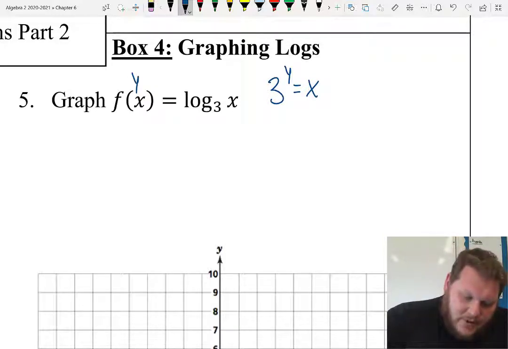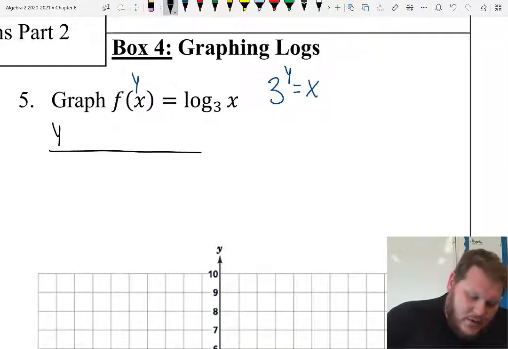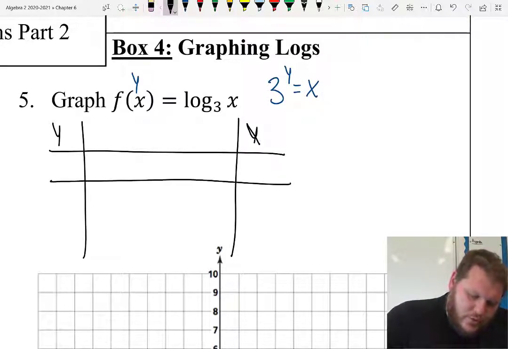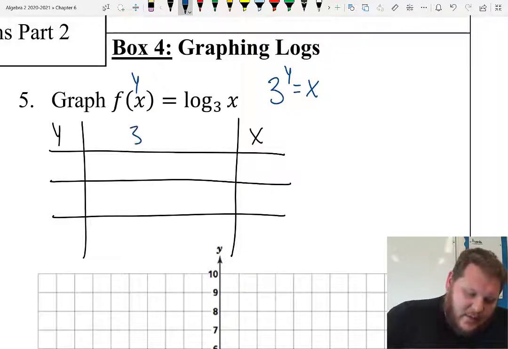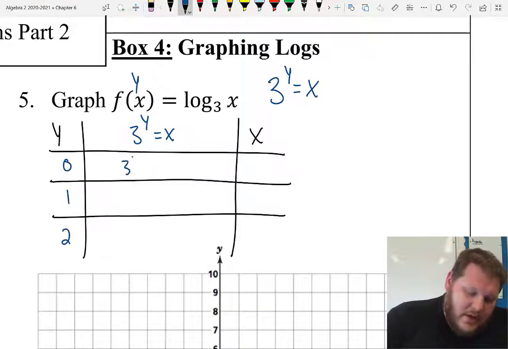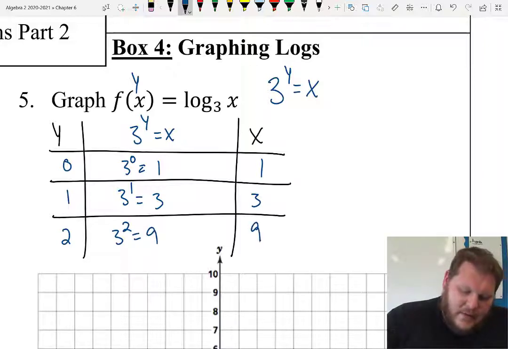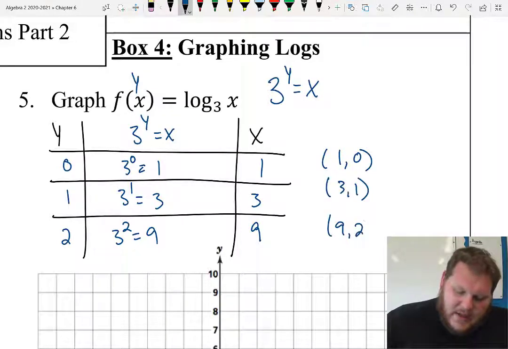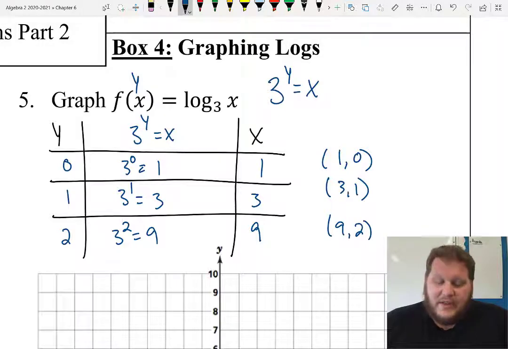So if I go ahead and make my table, y, x. Well, it made it so wide, but that's fine. We've got 3 to the y power equals x. In this case, because my base is bigger than 1, I should be using 0, 1, and 2. 3 to the 0 equals 1, so my x value is 1. 3 to the first equals 3, so my x value is 3. 3 squared is 9, so 9. My coordinates are 1, 0, 3, 1, and 9, 2. Those are my 3 coordinates for that particular graph.